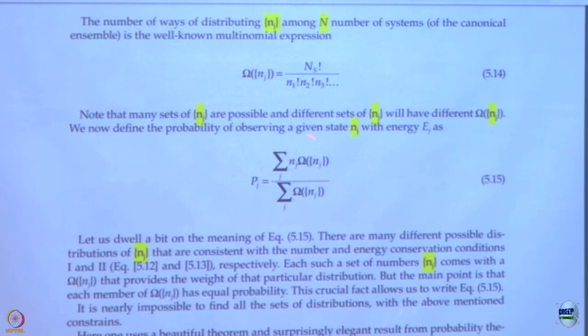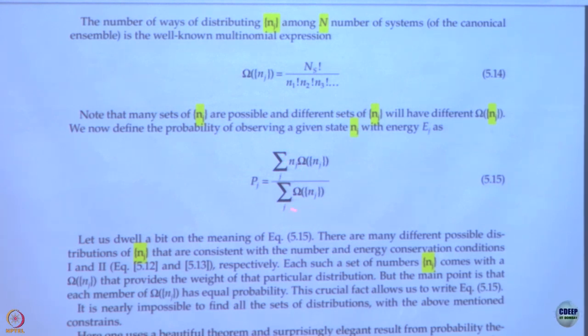Now I can develop a saying, and this is really extremely important. One can define the probability of observing a given state Ni in energy Ei as this quantity. So here I have done a partitioning. I have said, okay, I have Ni systems in energy level Ei. Since they are in constant energy, that has an omega associated with it. So that is this omega.